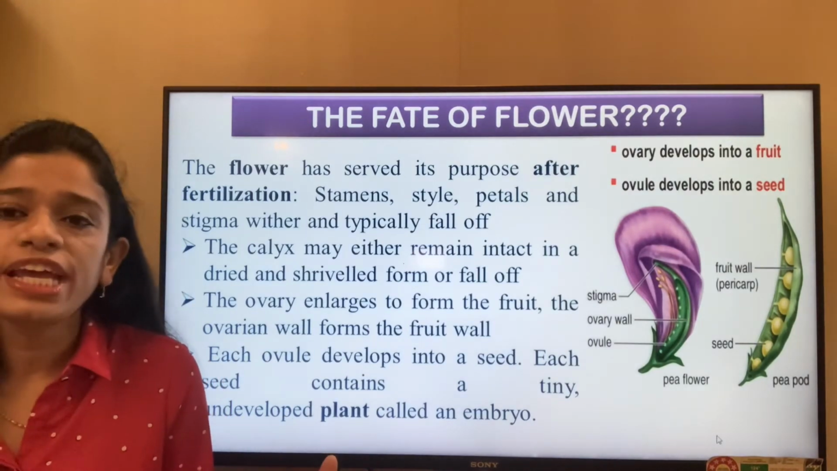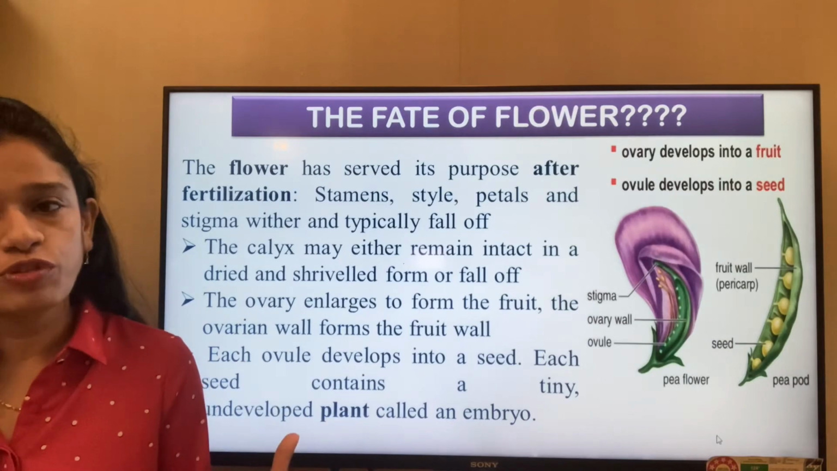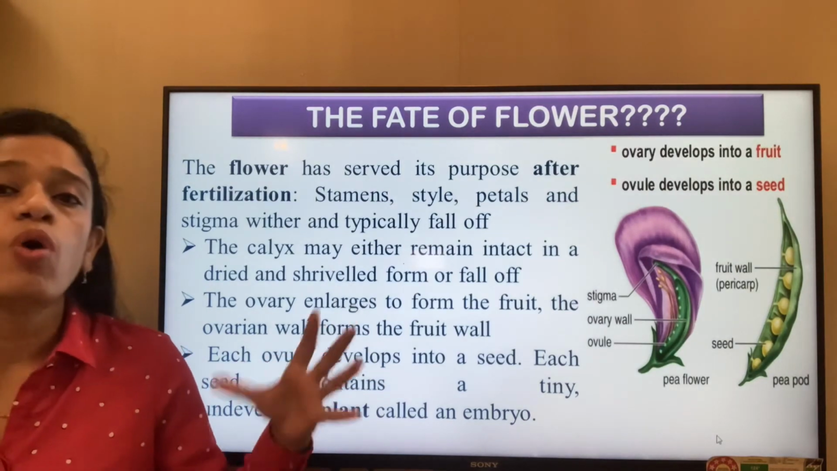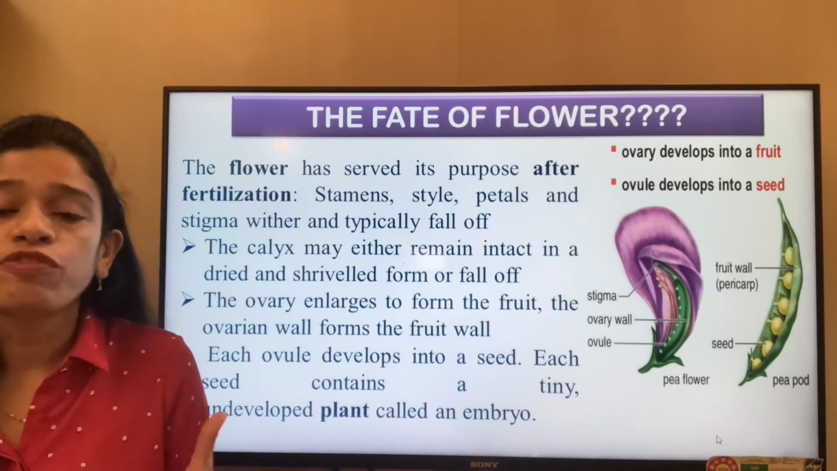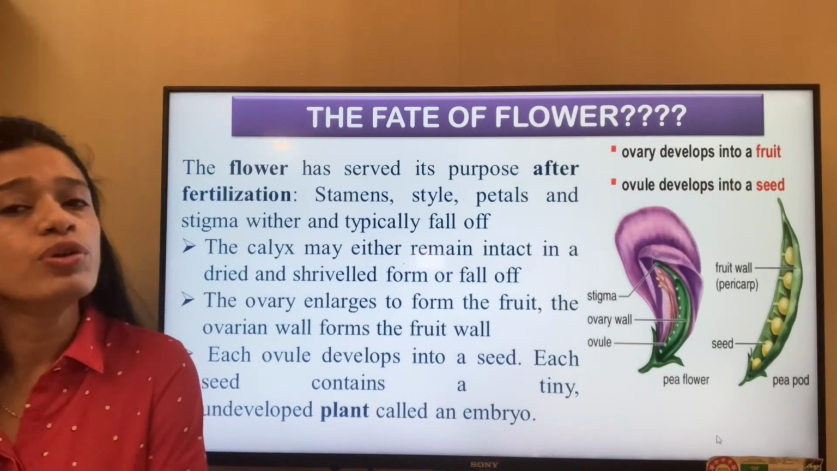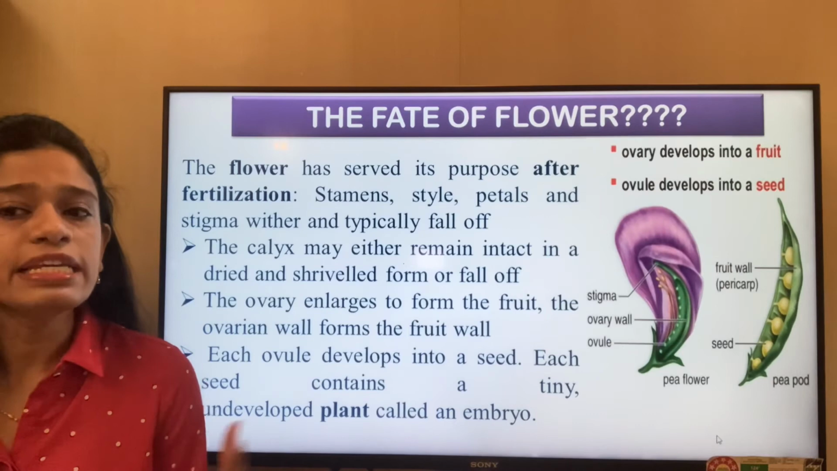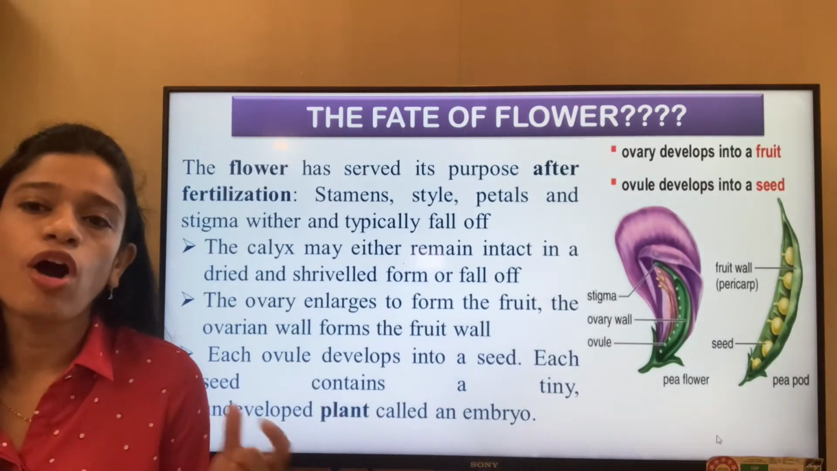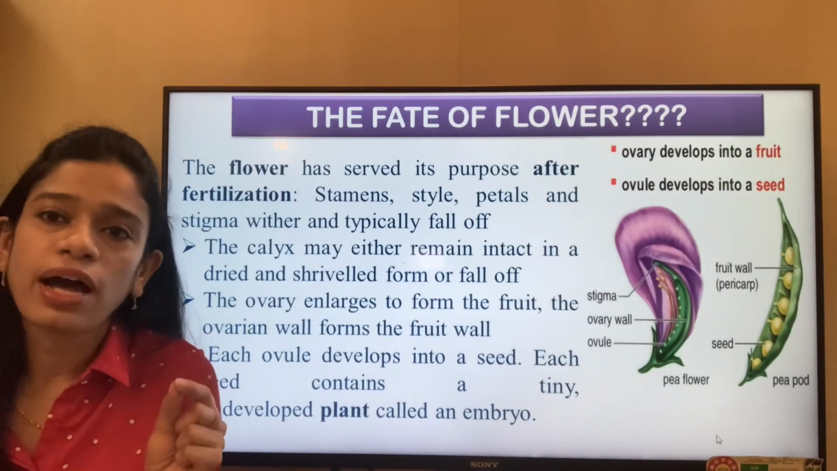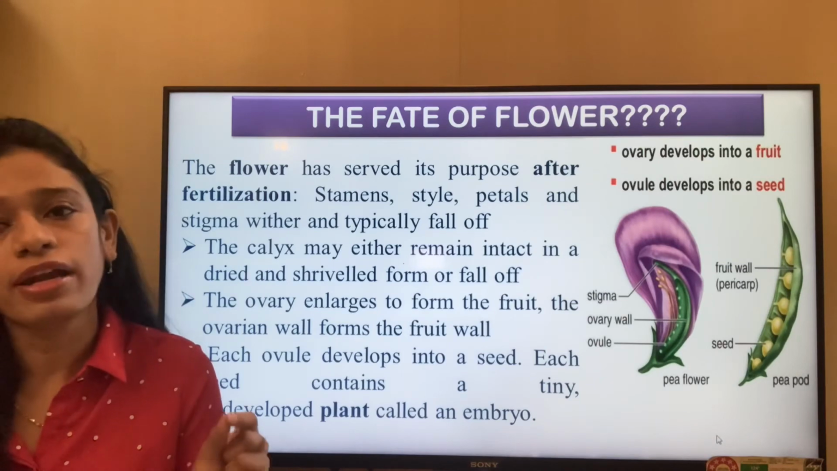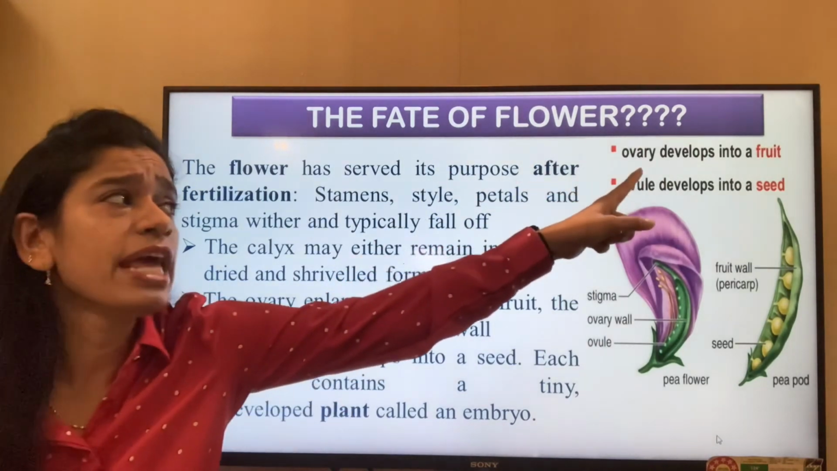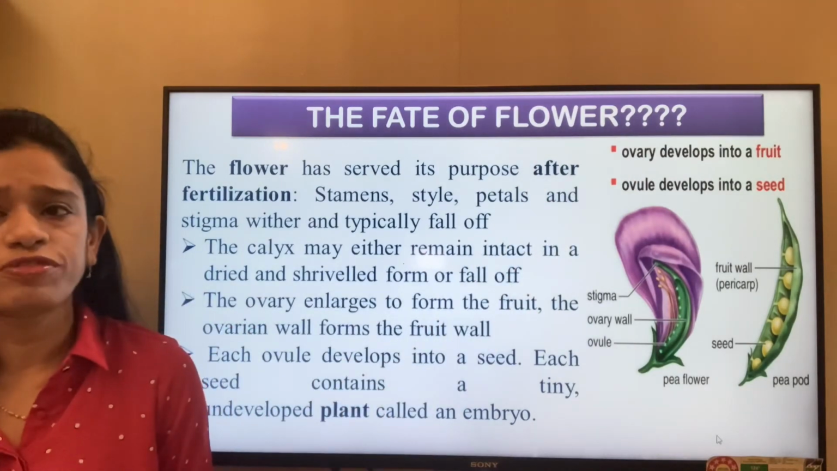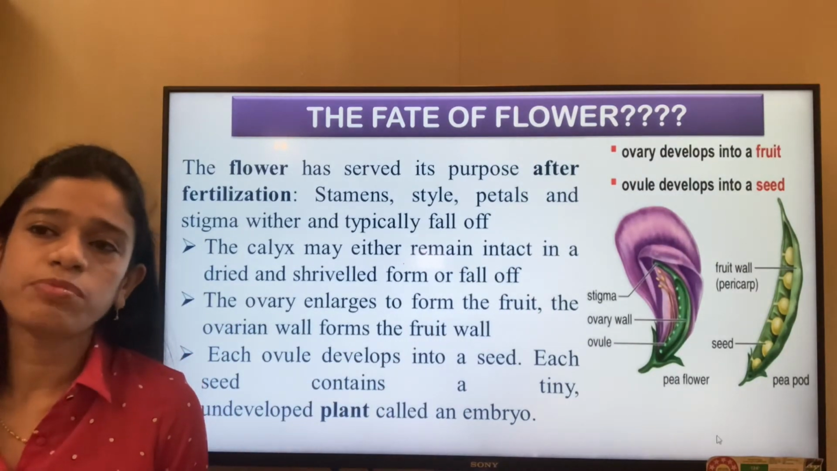The ovary enlarges to form the fruit, and the ovarian walls form the fruit outer covering, the fruit wall, the fruit coat, and the ovule develops into a seed. Each seed contains a tiny plant which needs to develop under favorable conditions. So you must remember that the ovary develops into a fruit while the ovule develops into a seed.